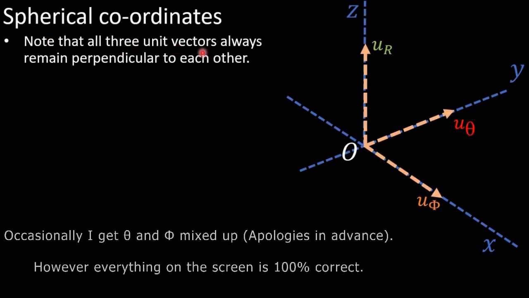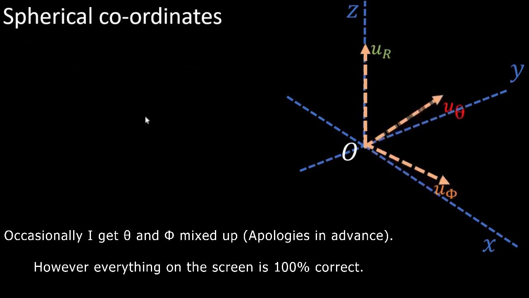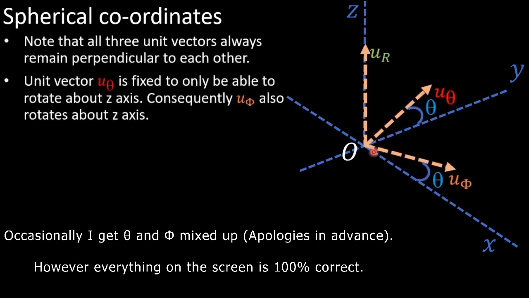Note that all three unit vectors always remain perpendicular to each other. So u sub r is perpendicular to u sub phi, and u sub r is also perpendicular to u sub theta, and u sub phi is also perpendicular to u sub theta. These three always remain perpendicular to each other. That never changes. If we have a look here, if there's movement in the u sub theta direction, that means there's going to be an angle theta.